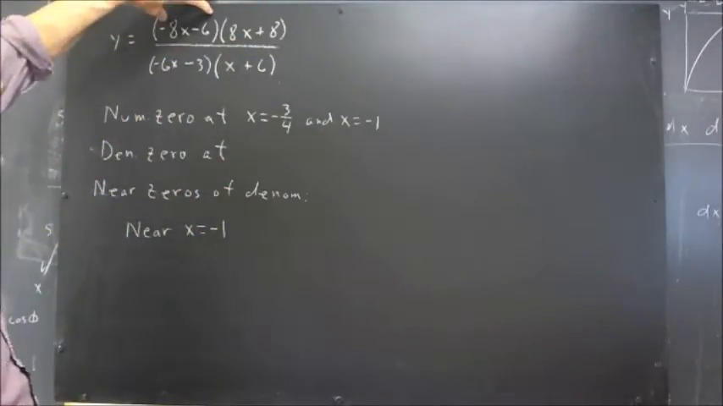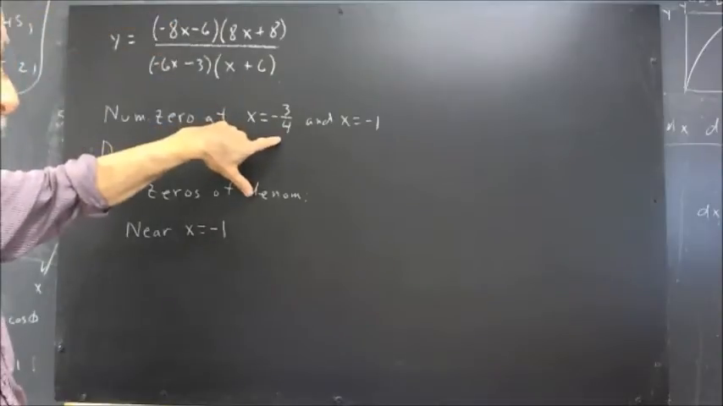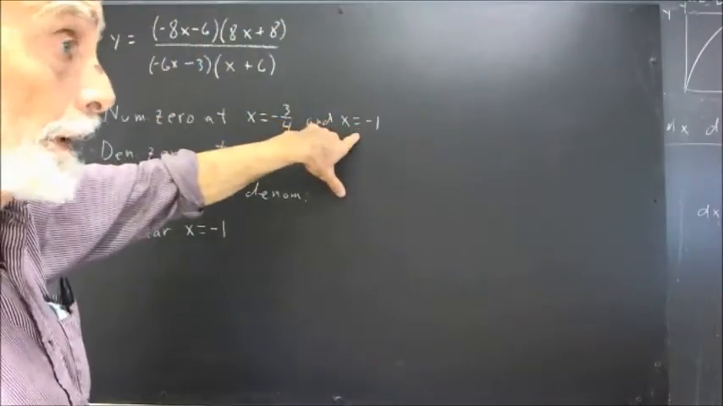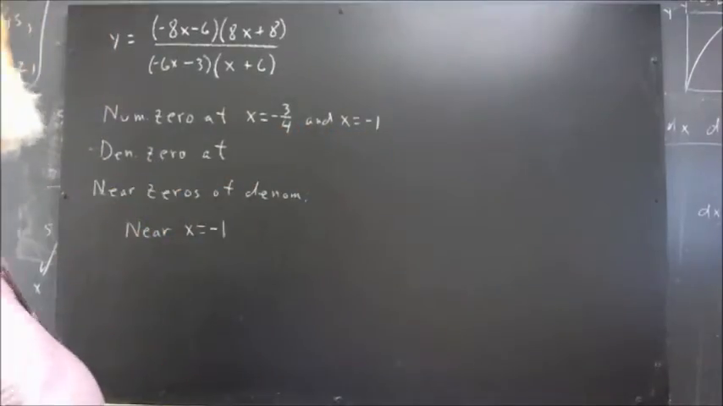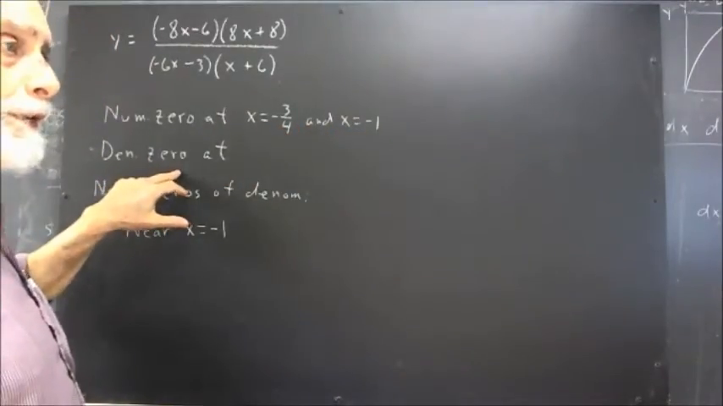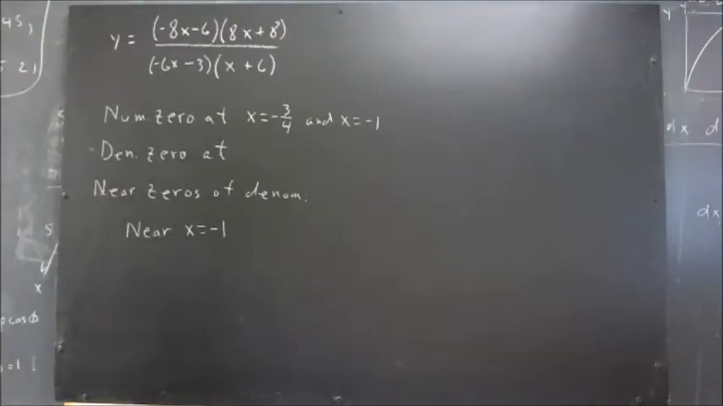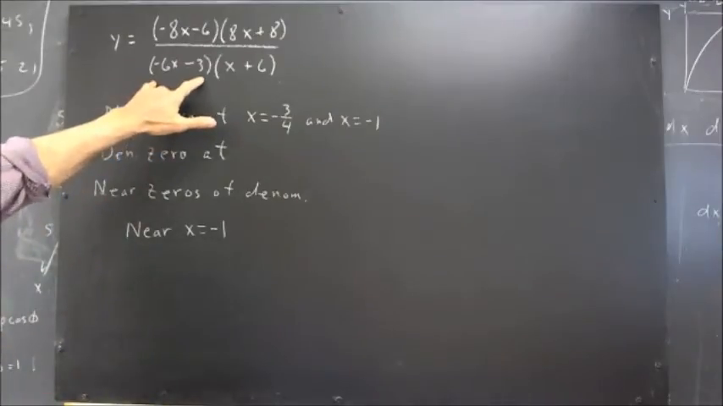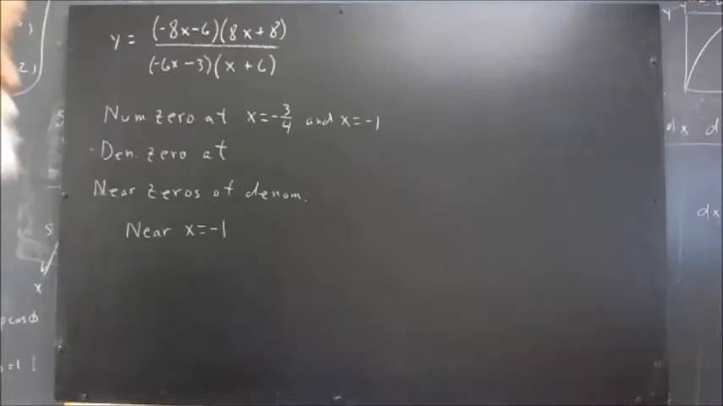Just set this expression equal to 0 and solve, you get x equals negative 3/4. Set this equal to 0, you get x equals negative 1. And of course, you should do that. Now, where's the denominator 0? You should pause and figure this out. Okay? And you should have done that now. Well, it's easily done. Set this equal to 0, and you're going to get x equals negative 1/2.